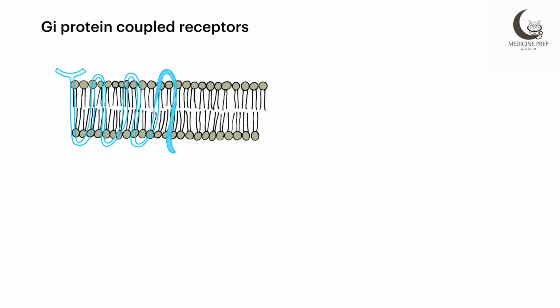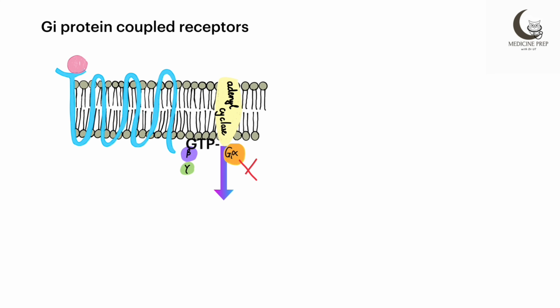Lastly, we have a GI or G inhibitory protein. Now, this will also bind to adenyl cyclase, but it will inhibit it. So, essentially, your GI protein is opposing the action of your GS protein.